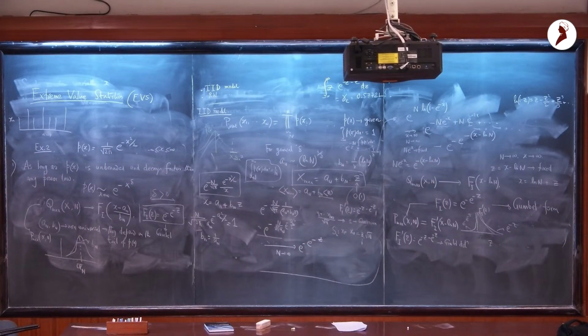So the point is that depending on the system, you have it shifted and scaled. Depending on your p(x), there are these two numbers An and Bn, which depend on the details of p(x). But once you shift and scale, this distribution is universal.